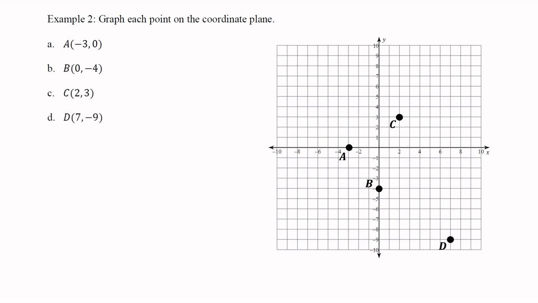For D, we have gone right 7 and down 9, so that puts us in quadrant 4. For E, we have gone left 9 and up 3, which puts us in quadrant 2. And then finally for F, we've gone left 5 and down 7, which puts us in quadrant 3.